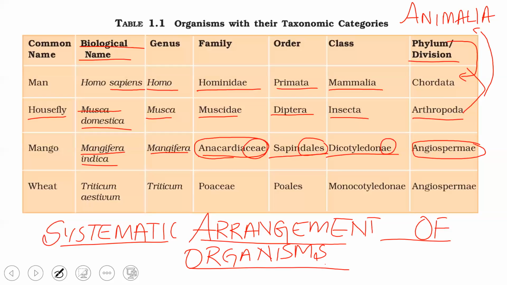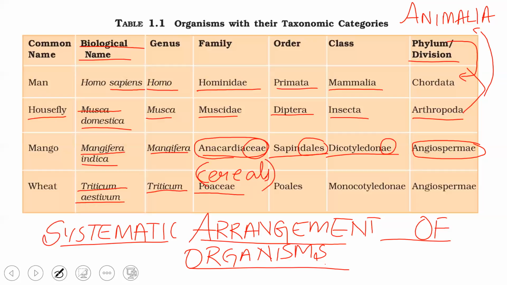Then comes the systematic arrangement of wheat. Wheat's biological or scientific name is Triticum aestivum. Aestivum is the species name. Triticum is the genus name. It belongs to the family called Poaceae. Most of the cereals like rice, wheat, barley, maize, jowar, they all belong to the family called Poaceae. So henceforth, Poaceae can be called the cereal family or family of cereals.